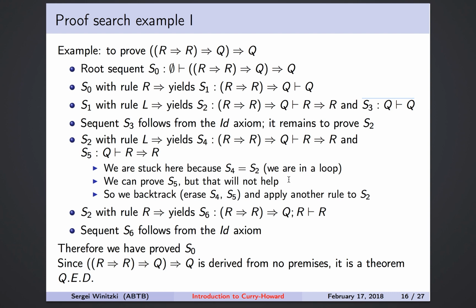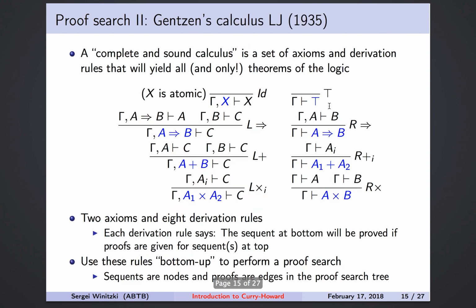It means we applied the wrong rule, so we need to backtrack this step. When we applied the rule left implication to S2, we erase S4 and S5 and try a different rule to apply to S2. Which rule can apply to S2? Well, S2 is this. It actually has an implication on the right. So we can use the right implication rule.